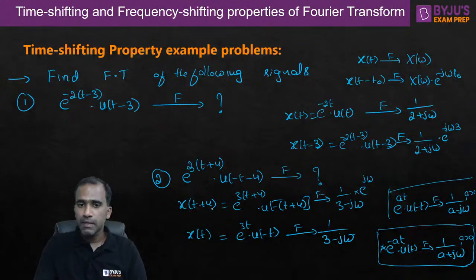What is the shifting part? It is plus 4. E power j 4 omega. Plus sign here, same sign here. When you are using the time shifting property, same sign. Whatever is the sign in the time domain, the same sign you can see in the frequency domain. In the frequency shifting property, it is just opposite.